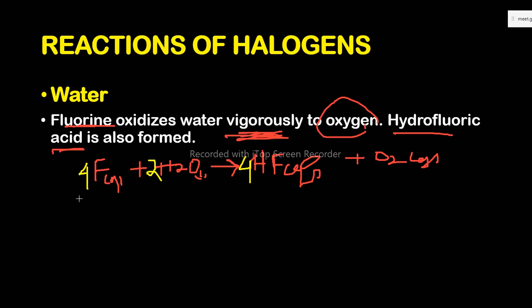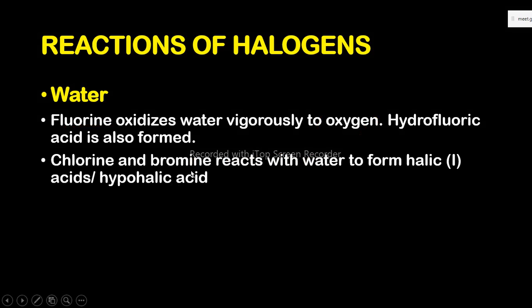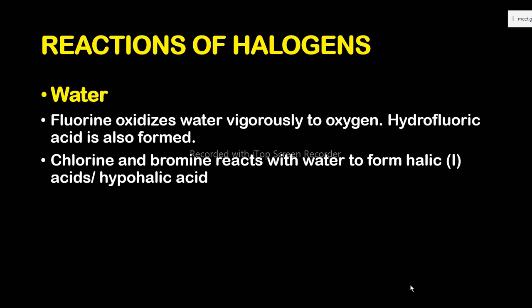Is that okay? Anyway, that one is some simple stuff. Let's talk about other elements. Now with other elements, for example, chlorine, bromine, they will react with water to form the halic acids, or you can call them hypohalic acids. You did this reaction in order.